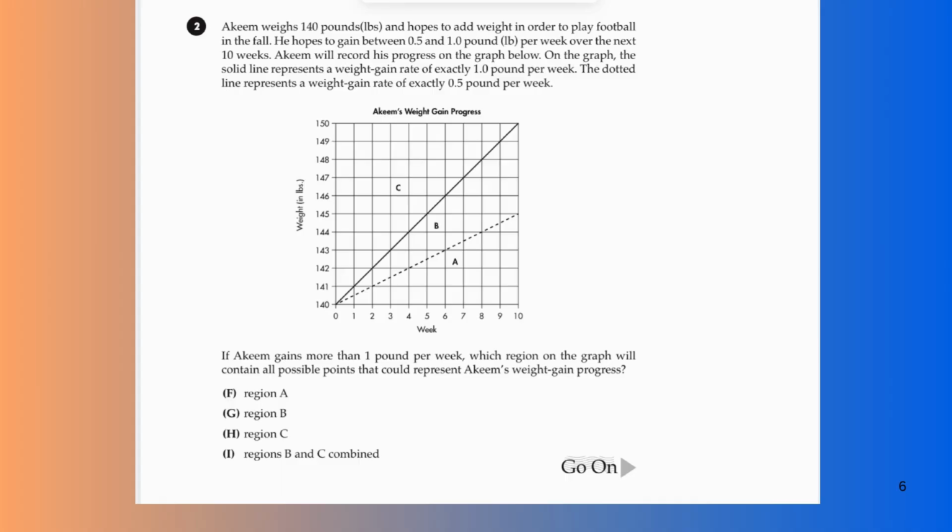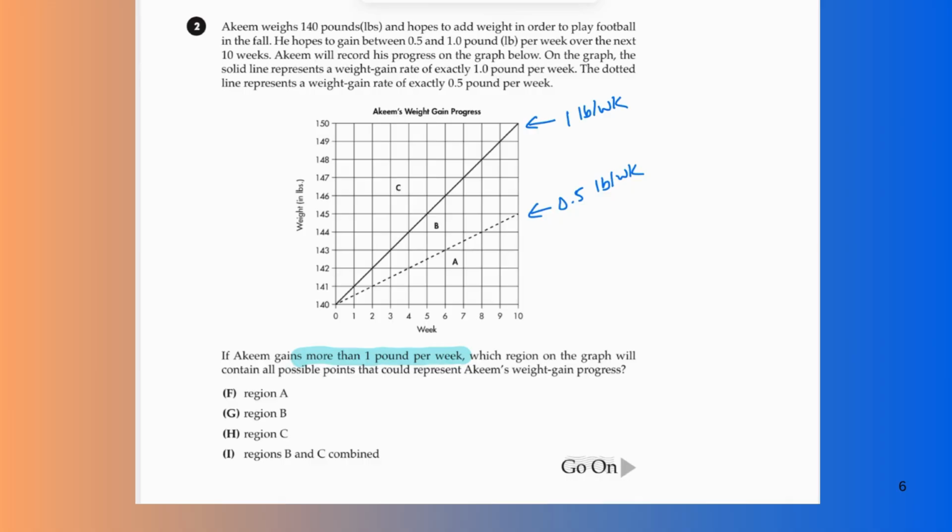He hopes to gain between 0.5 and 1 pound per week over the next 10 weeks. Akeem will record his progress on the graph below. On the graph, the solid line represents a weight gain of exactly 1 pound per week. The dotted line represents a weight gain of exactly 0.5 pounds per week. If Akeem gains more than 1 pound per week, which region on the graph will contain all possible points that could represent Akeem's weight gain progress?